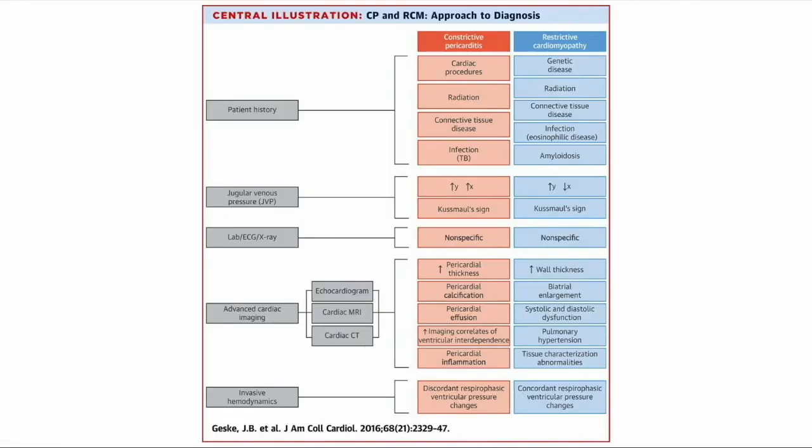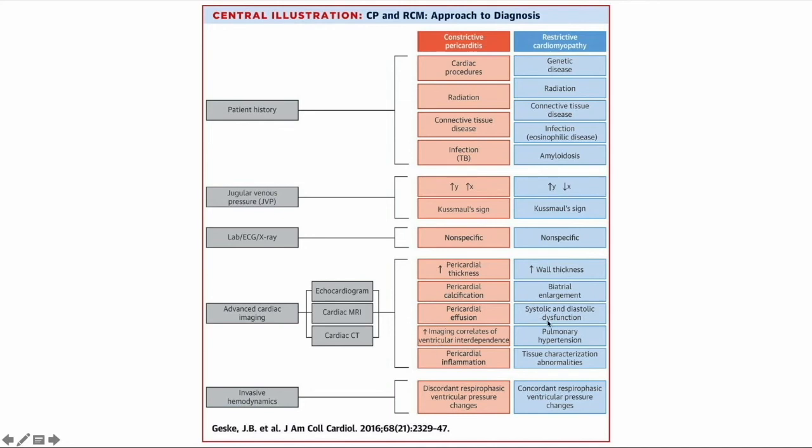This is an algorithm which will help us to differentiate constrictive pericarditis from restrictive cardiomyopathy. As you can see, patient history, jugular venous pressures, and lab and ECG or X-ray findings are usually not helping in differentiating both the conditions, whereas dynamic imaging in echo or cardiac MRI can be helpful in differentiating constrictive pericarditis from restrictive cardiomyopathy.